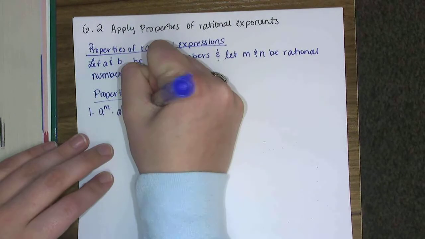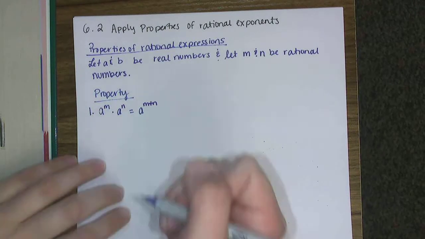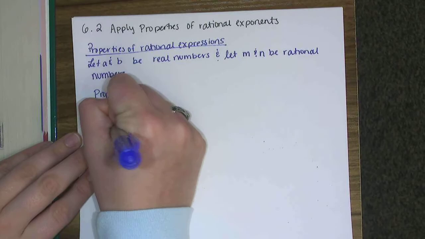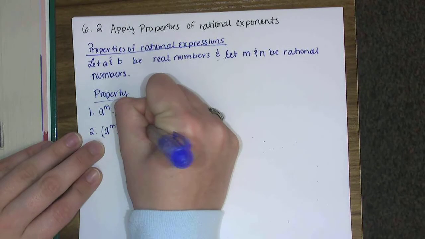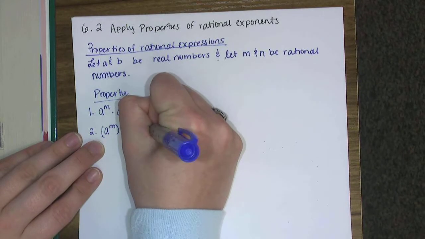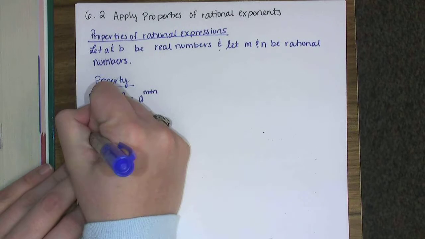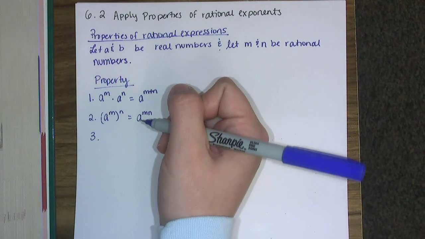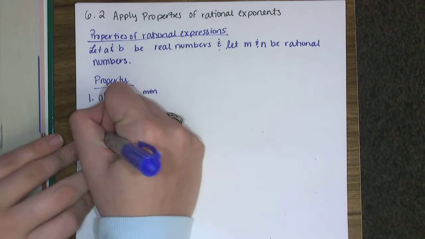2, we have a to the m, all raised to the n, is a to the m times n. Okay. And the book gives examples of what this looks like, but I'm just trying to run through the properties for the sake of time in this video. So, the next one, a times b, all raised to the m, is equal to a to the m, b to the m.